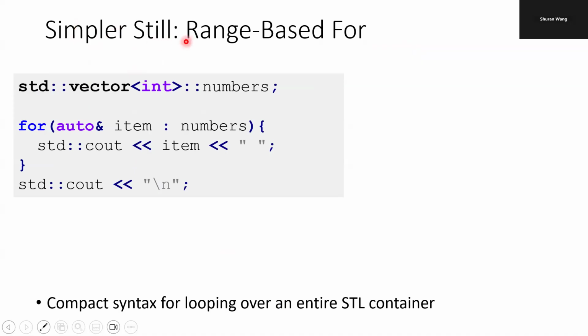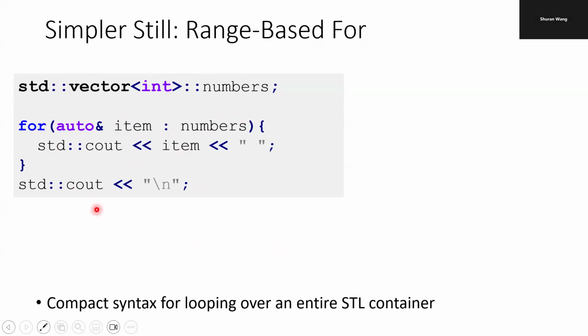And you can go simpler still, we have the range-based for. Say we have a container like a vector. We can use this syntax: for auto reference item within numbers, and cout item to the end.